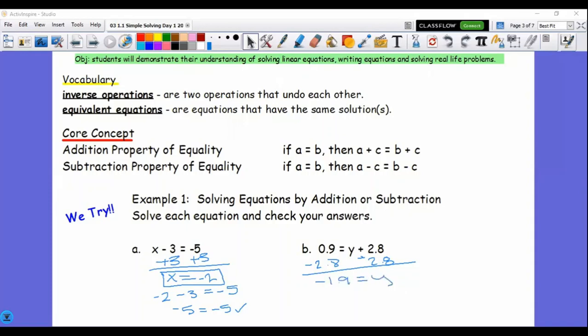And again, I want to double check my answers. I want to confirm I've done this correctly. So I'm going to rewrite my equation. 0.9 equals negative 1.9 plus 2.8. And when I add negative 1.9 to 2.8, I do in fact get 0.9.